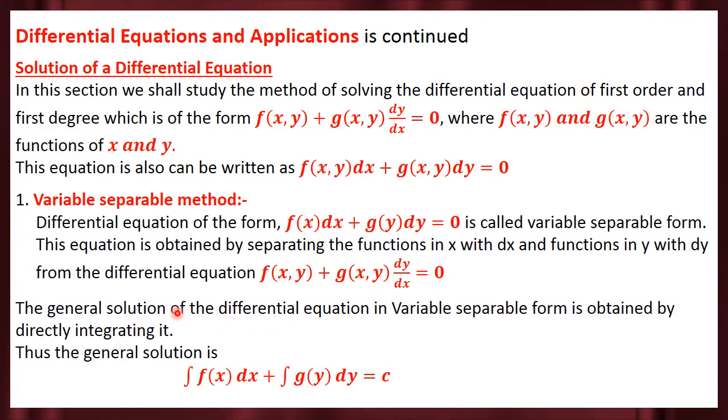Now, the general solution of the differential equation in variable separable form is obtained by directly integrating it after separating the variables. Thus, the general solution is, what is meant by general solution? The solution containing an arbitrary constant. So, the general solution is obtained by integral f of x dx plus integral g of y dy is equal to c. c is the constant of integration, which is an arbitrary constant.